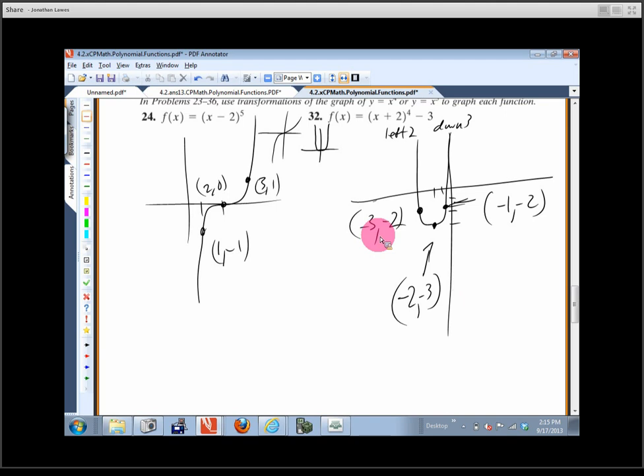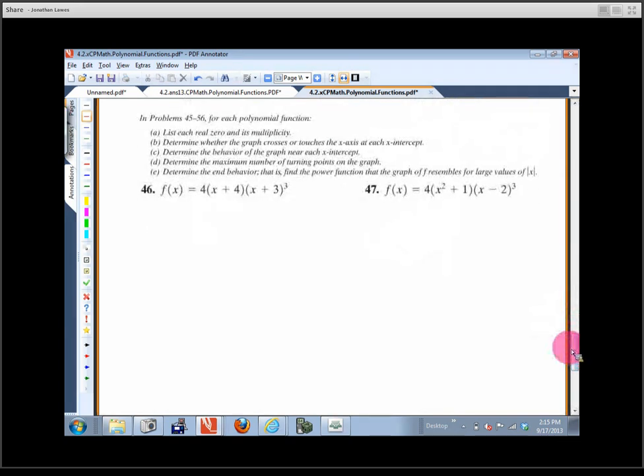Any questions there? You've got some problems that just kind of ask you to do a couple transformations. Just basically know what those power functions look like. Again, if it's even, starts up here, ends up here. If it's odd, starts down here and ends up here. Unless we do a vertical flip or something like that. All right, now let's take a look at a couple that are more interesting.